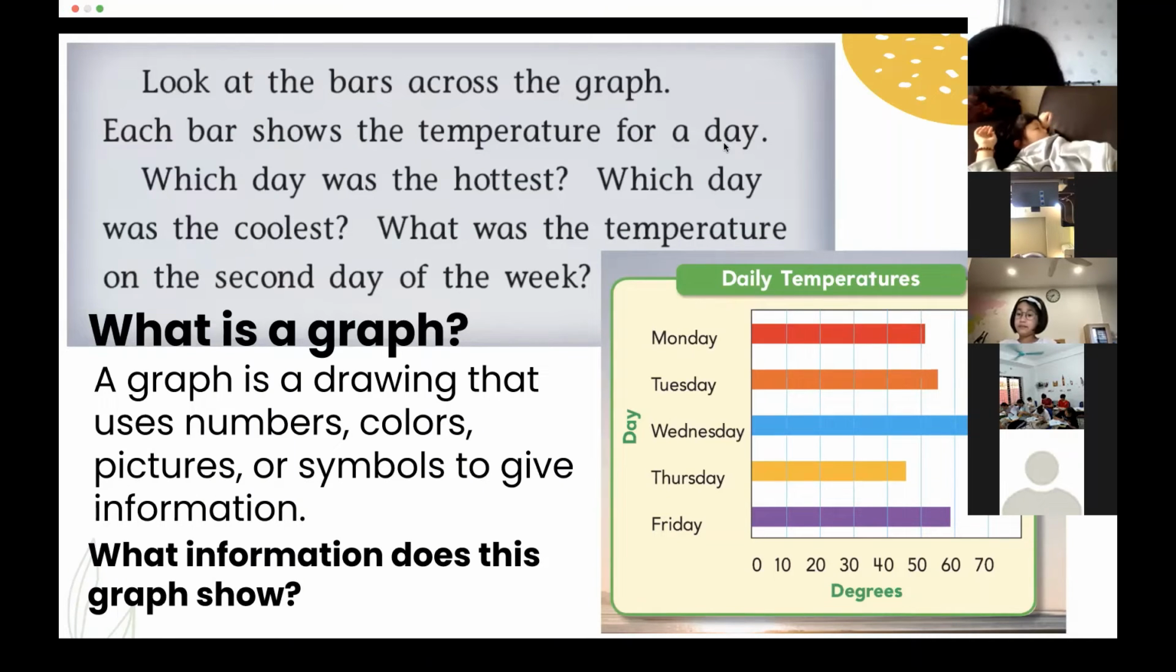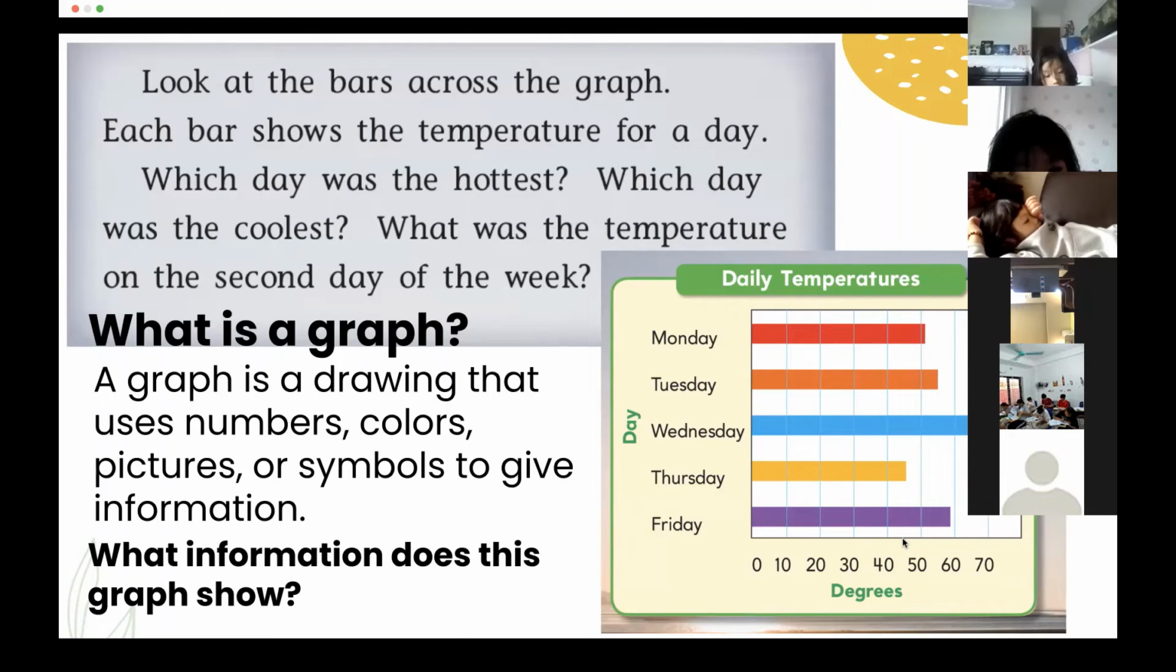Very good. Which day was the coolest? Which line is the shortest? I hear Monday and Thursday, so let's look at both of those. Monday again had 52 degrees, and Thursday is right in between 40 and 50, so maybe 45 degrees. Which one is smaller, 52 or 45 degrees? 45 degrees. So Thursday is the coolest and Wednesday was the hottest. Very good. Now, what is the next question?